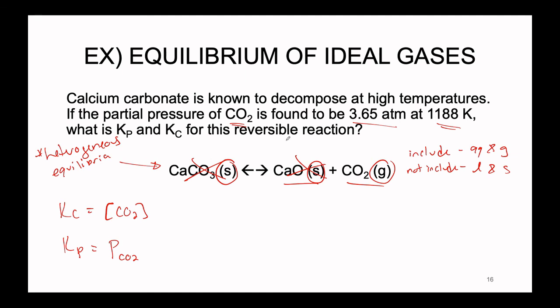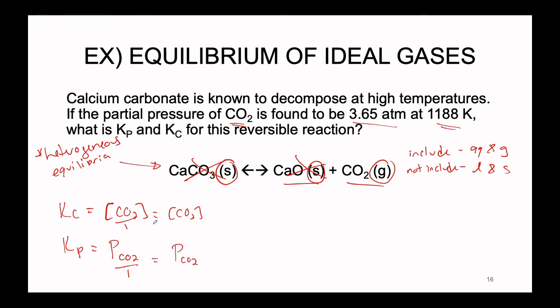They don't matter. So our equilibrium is going to be solely dictated by the ratio of carbon dioxide to 1. If you have no reactant, if you have no additional product, there's sort of like a 1 as a placeholder there, and any number divided by 1 is itself. So we're just looking at concentration of CO2 or partial pressure of CO2.